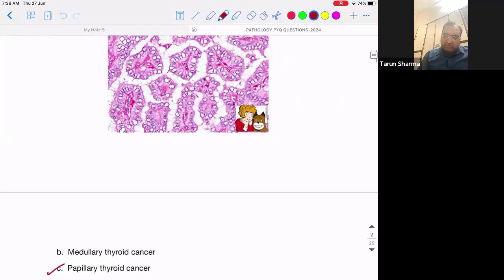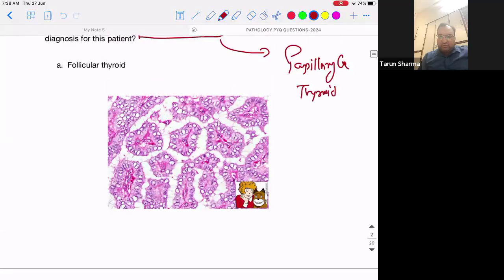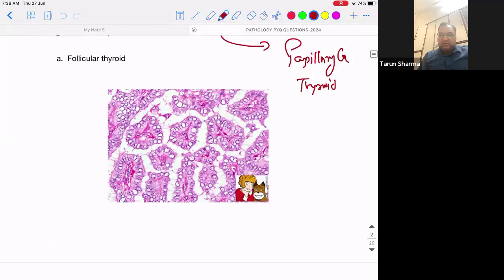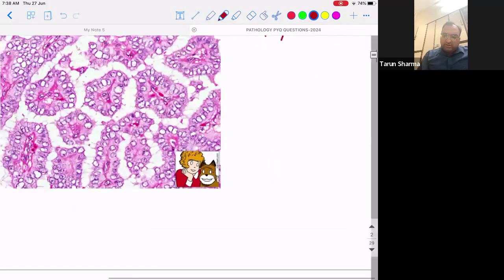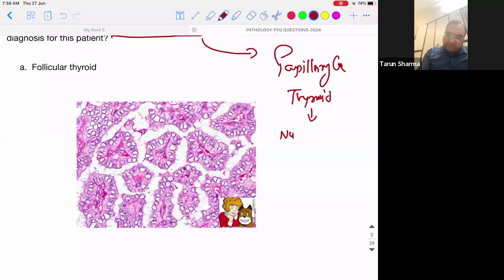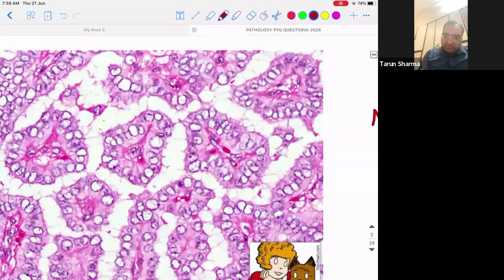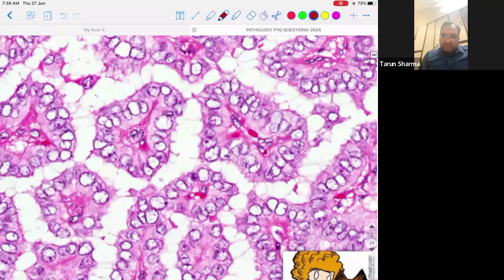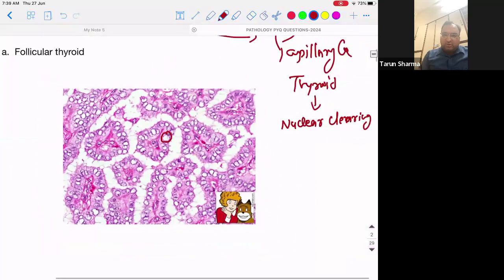Papillary thyroid cancer, medullary thyroid cancer, anaplastic thyroid, and follicular. Out of these, Orphan Annie nuclei are classically seen only in papillary carcinoma thyroid. So what are Orphan Annie nuclei? It's nuclear clearing, or clear nucleus. Like you can see here, if I magnify this picture, every nucleus is not taking any stain. The nucleus is looking empty, looking clear. This is optically cleared nuclei, called Orphan Annie.